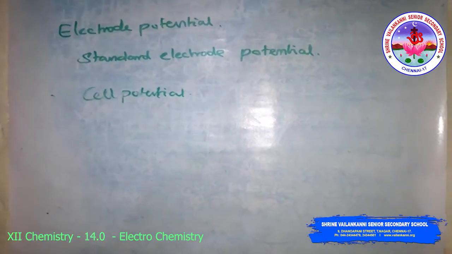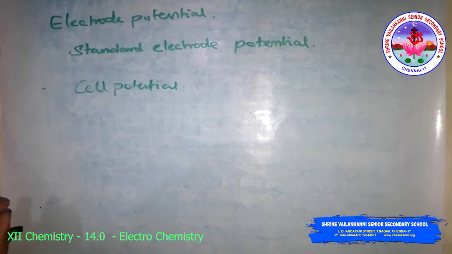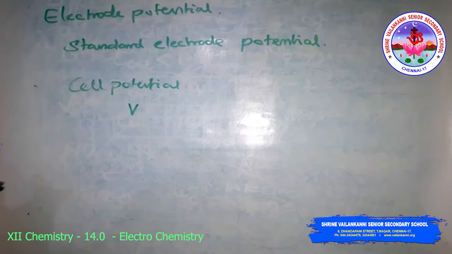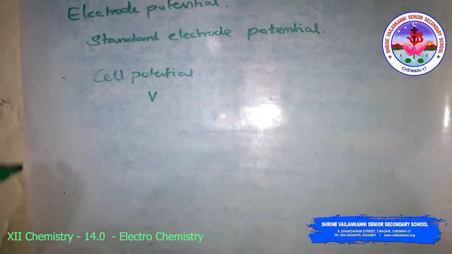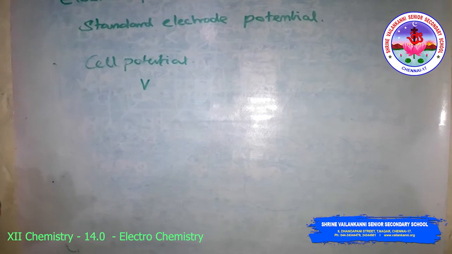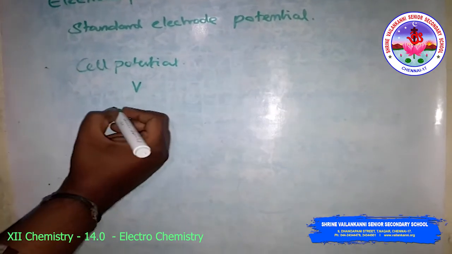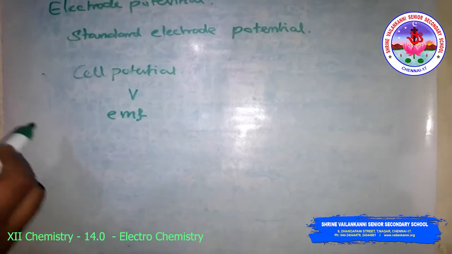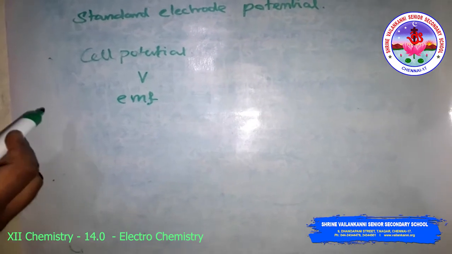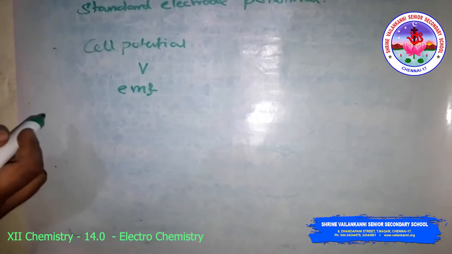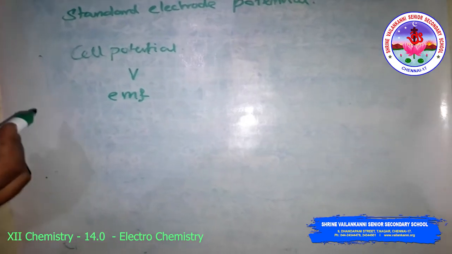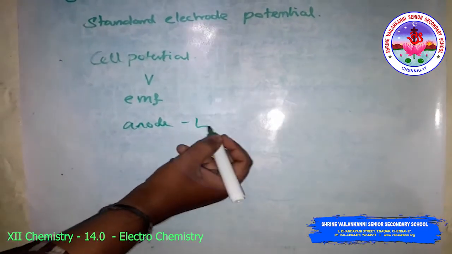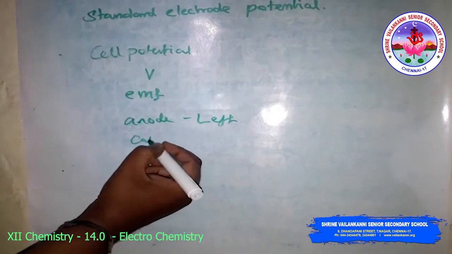The potential difference between the two electrodes of a galvanic cell is called the cell potential, usually measured in volts. The cell potential is the difference between the electrode potentials of the cathode and anode. This is the cell electromotive force, or simply EMF, the EMF of the cell when no current is drawn through it. By convention, we keep the anode on the left and the cathode on the right.